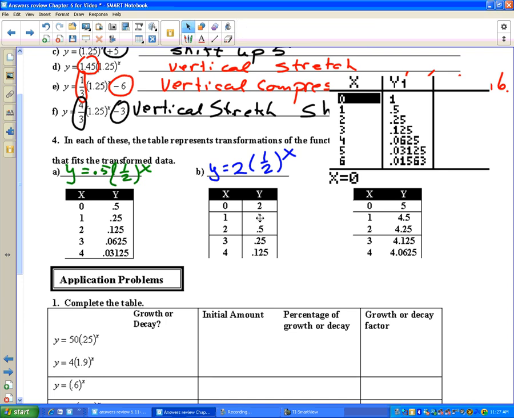And then on the last one, I have 5, 4.5, 4.25, 4.125, 4.0625.